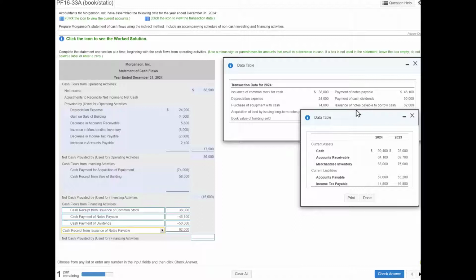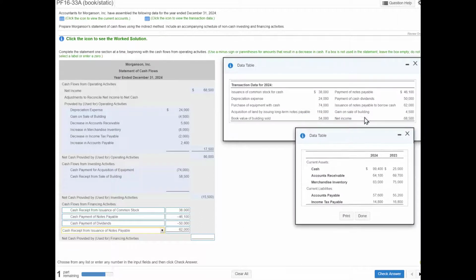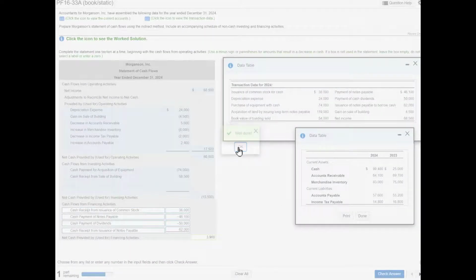I know we're out of line, so I'm going to double check just in case I made a mistake. Nothing else? Okay, so now we're going to take 38,000 minus 46,100 minus 50,000 plus 62,000, which gives us 3,900. 3,900 positive cash flow from financing activities. And the main thing was issuing this note. Well done.